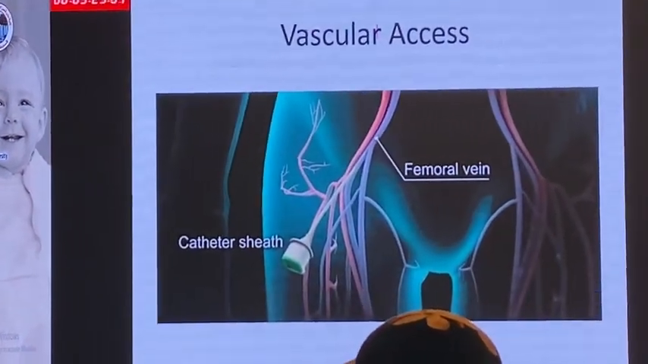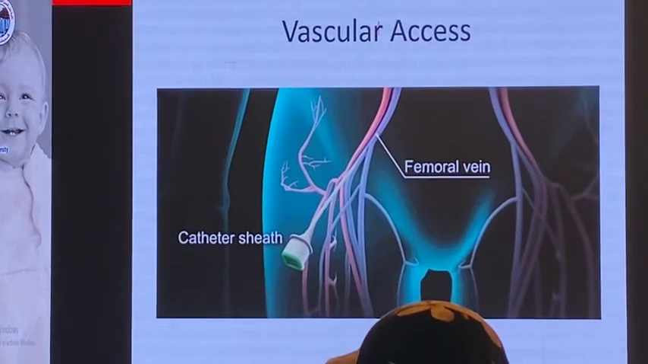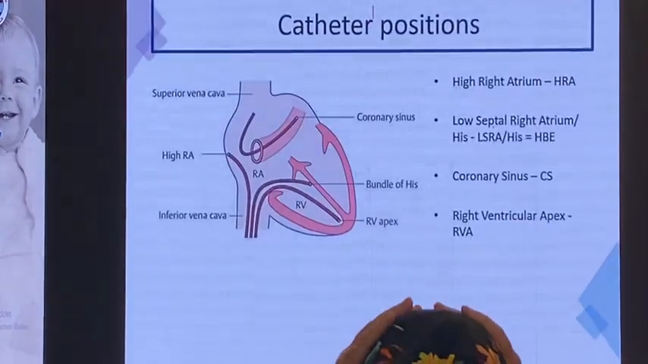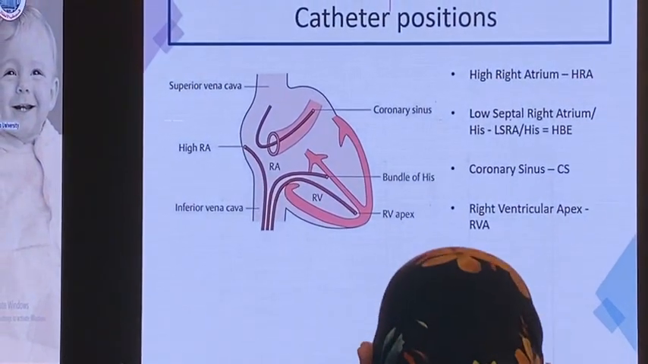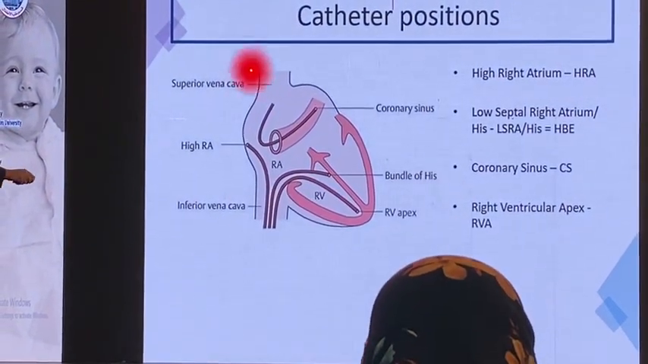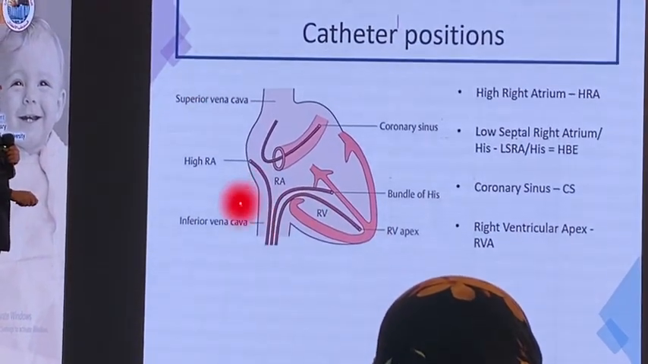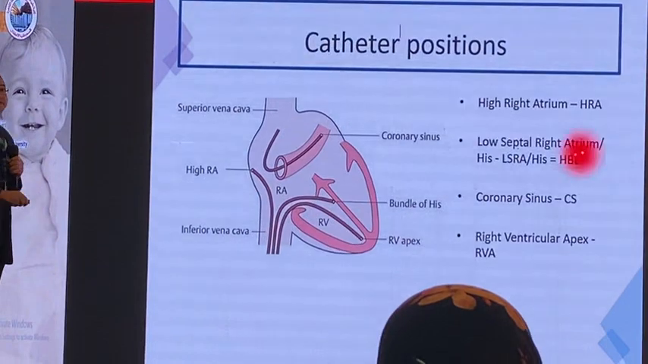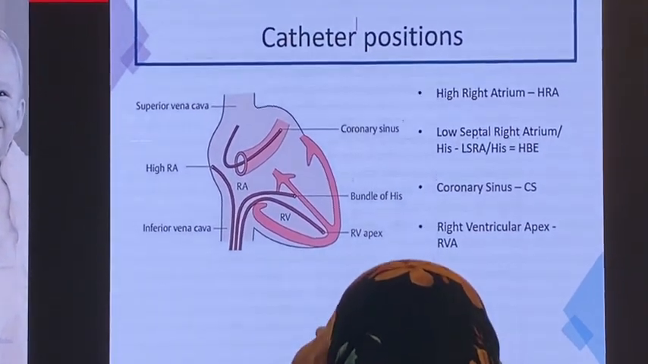Usually we do the cases under general anesthesia and we use the femoral access for introduction of our catheters. We usually use 3 to 4 catheters, one in the coronary sinus, one in the right ventricle, one in the high right atrium, and one to look for the accessory pathway or ectopic focus and do the ablation.